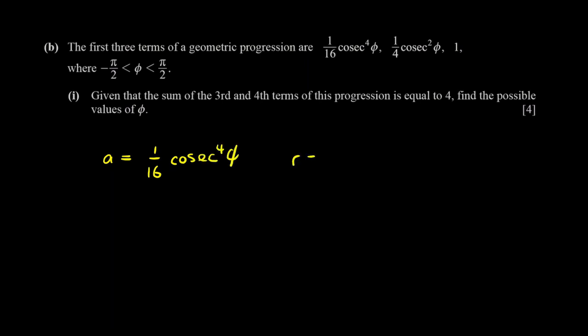How do we find the common ratio? To find the common ratio, we can take the ratio of any two consecutive terms. We can either do the second term divided by the first term, or the third term divided by the second term. I think it's going to be easier to do the latter. So let's do 1 divided by a quarter cosec squared phi. If we do that, then 1 divided by a quarter is 4. Cosec is defined as 1 divided by sine, so 1 divided by cosec is the same thing as sine. So we've got 4 sine squared phi as our common ratio.